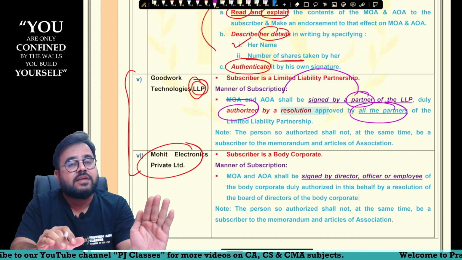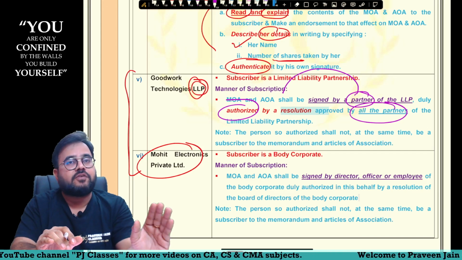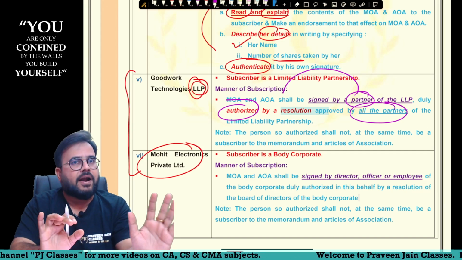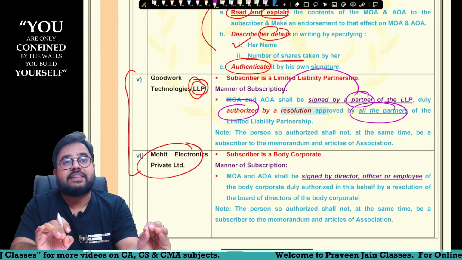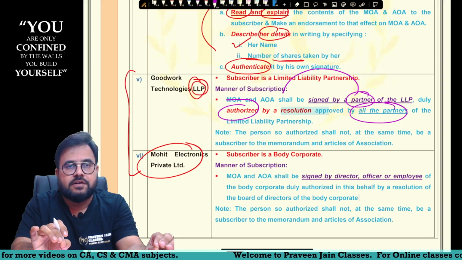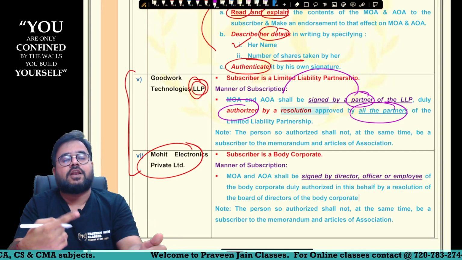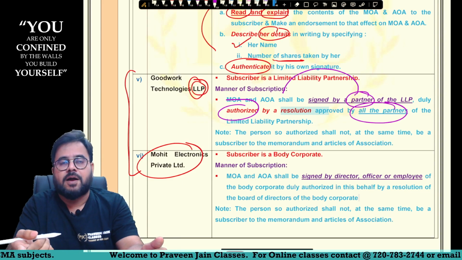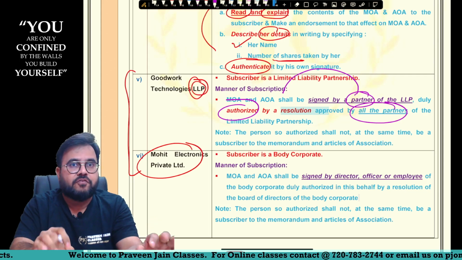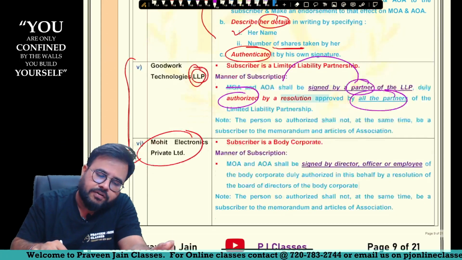Again, the procedure for an LLP which is going to subscribe is this: they have to call a partners' meeting. In that meeting, they have to authorize one partner to sign the memorandum and articles of the company in which they want to subscribe. Obviously, the consent of all the partners is required.